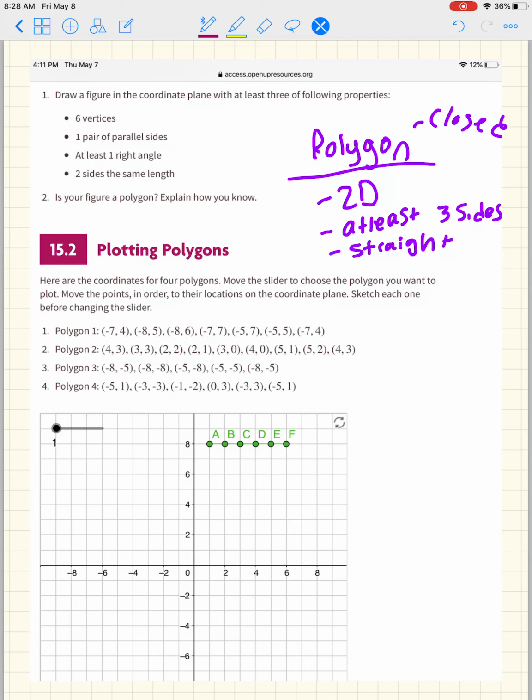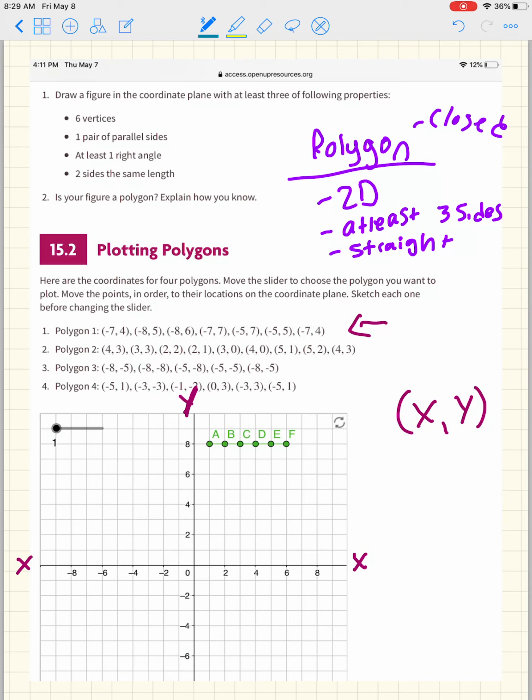All right, in 15.2, we are given coordinates and we need to plot them. So let's go ahead and look at polygon number 1. I'm going to go ahead and plot that with you guys or for you guys, and then I would like you to plot the rest on your own. Plotting points on a coordinate grid is something that you need to know how to do, and so I would love for you guys to have as much practice doing it as possible. Okay, so remember, x values are side to side, y values are up and down. X always comes first, and then y.